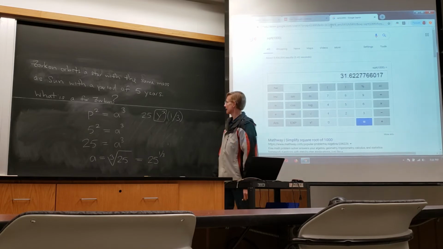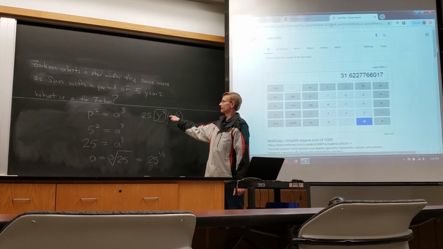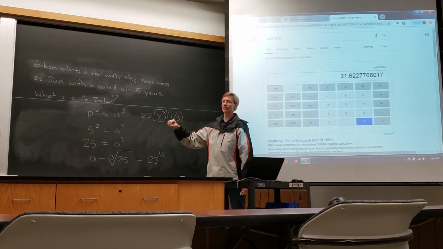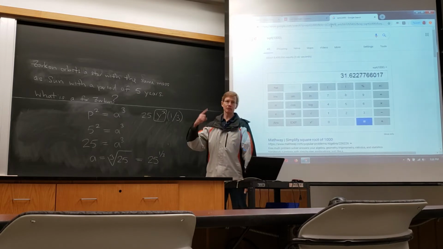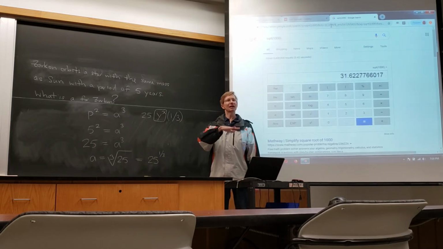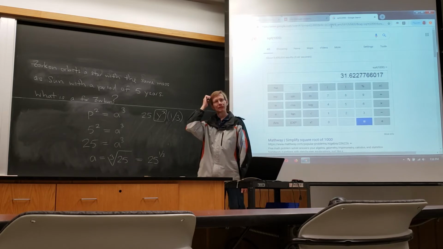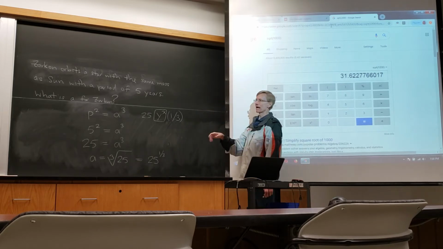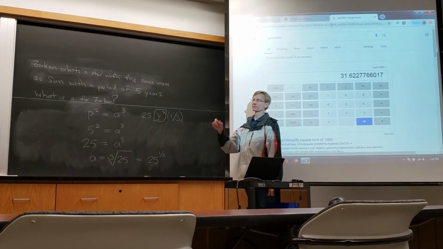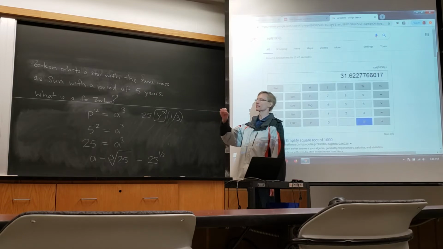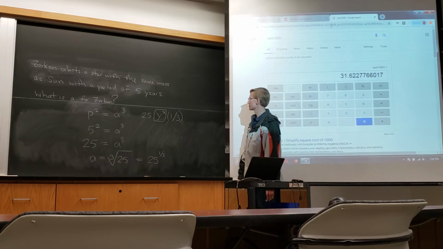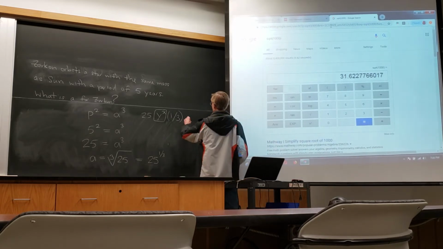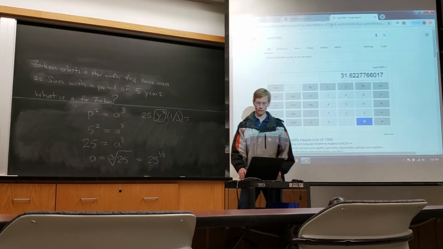Don't, though, just say y to the x 1 divide 3 without parentheses, because that would raise 25 to the first power and divide it by 3, which is not the same thing as taking the cube root. So you might just say y to the x, and then you probably know 1/3 is 0.333333, so just put 25 y to the x 0.333333, 4, 5, 6 times, and you'll be good to go. And then you hit the equals button, and it'll tell you what it is.